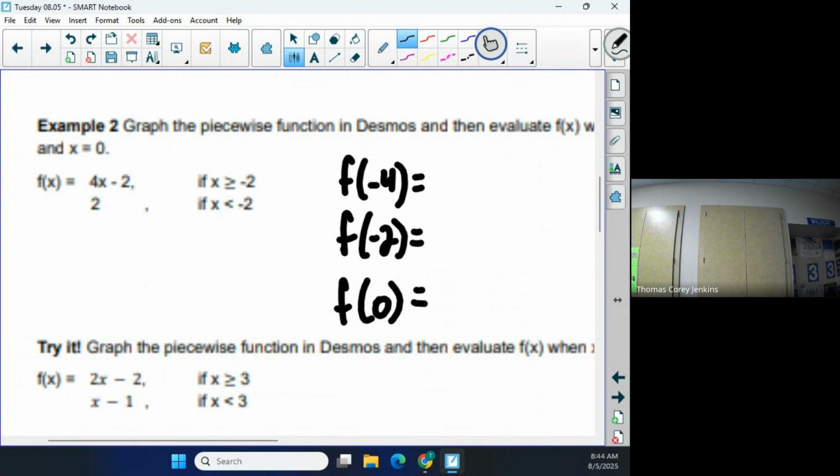I'm gonna go ahead and pull up Desmos now and try to type in that piecewise function. So y equals 4x minus 2, where x is greater than or equal to -2, and y equals 2, where x is less than -2. Go ahead and pull up Desmos, and you can try to follow along or simply watch and take a mental note.